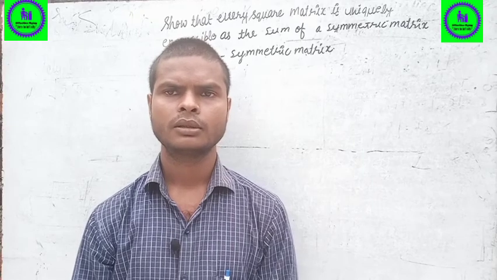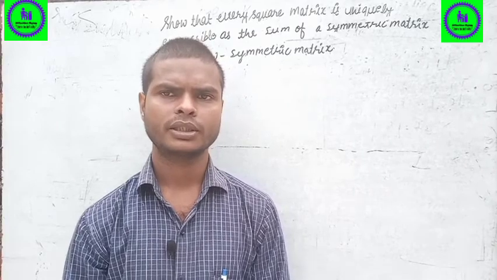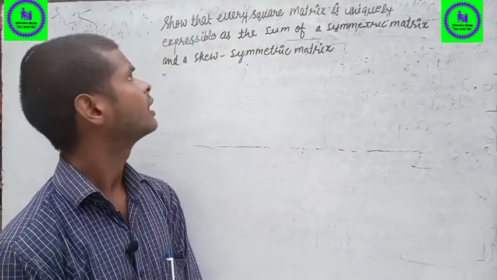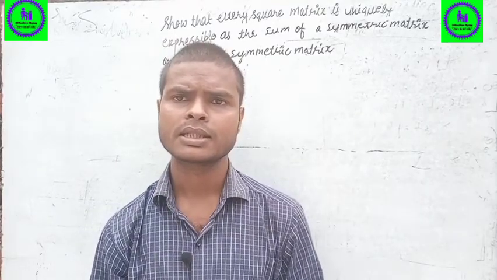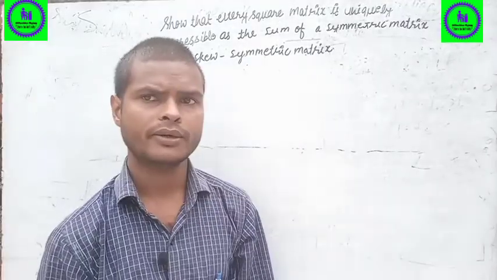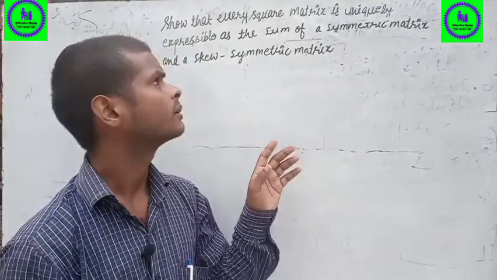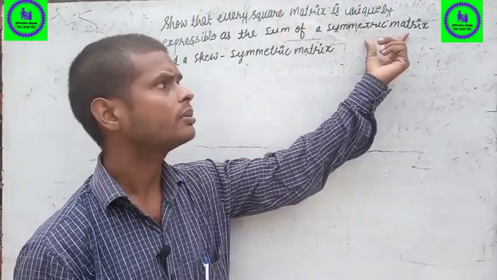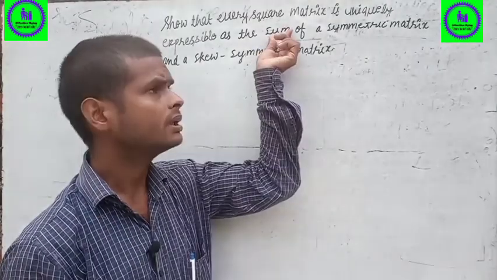Good morning, students. In this lecture, we will discuss some important questions which are related to your examination. The first question is to prove that every square matrix is uniquely expressible as the sum of a symmetric matrix and a skew symmetric matrix. In this question, a square matrix is given, and it is represented in the form of a symmetric matrix and a skew symmetric matrix with the operation sum.